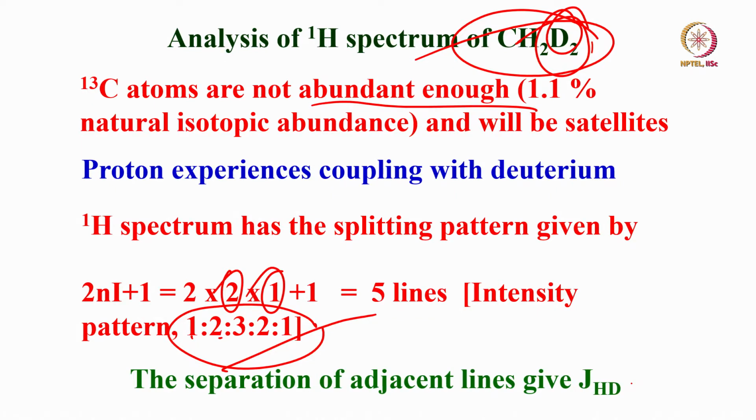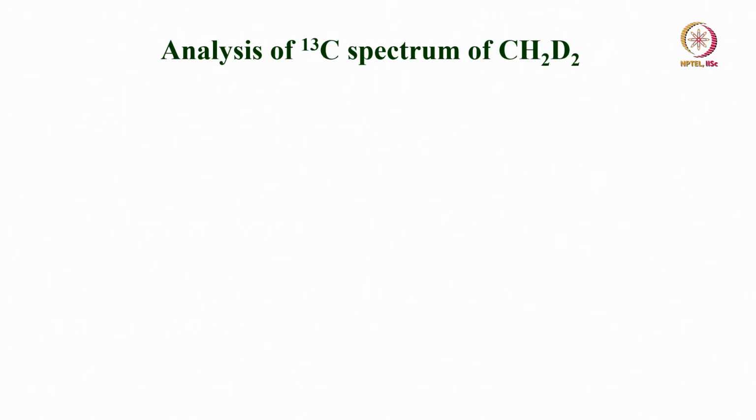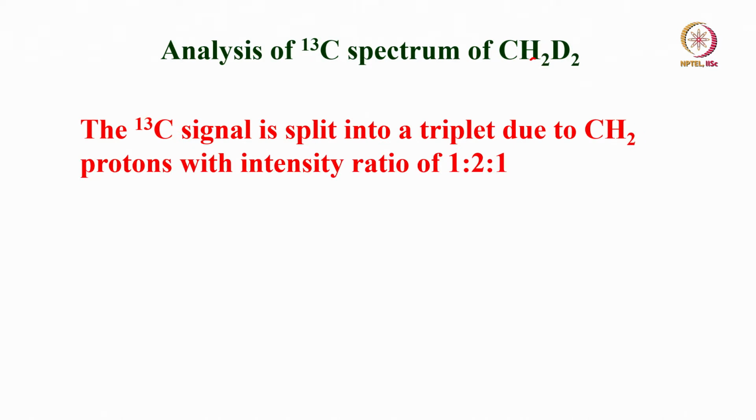Now what happens if I get the carbon-13 spectrum? Remember, carbon-13 is a satellite when I am observing proton, but when I am directly detecting carbon-13, I do not worry about satellites, because then these are the abundant species. So they will directly couple, and I am directly detecting carbon-13. Now what will happen to that spectrum?